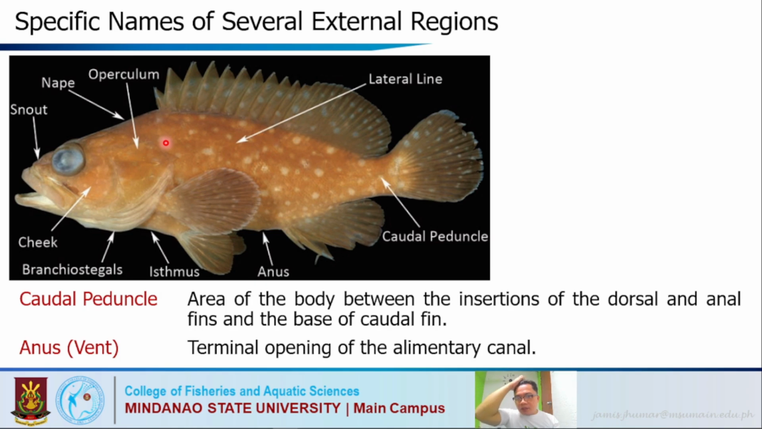And then the caudal peduncle obviously is located somewhere at the base of the caudal fin, and then the anus or the vent, the terminal opening of the alimentary canal, this one. And sometimes it is situated beside the genital papillae.